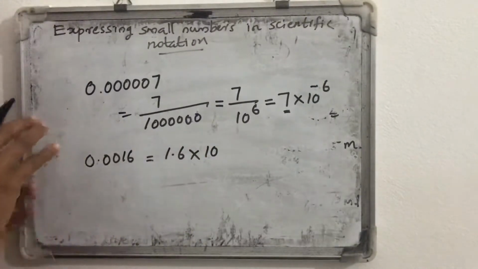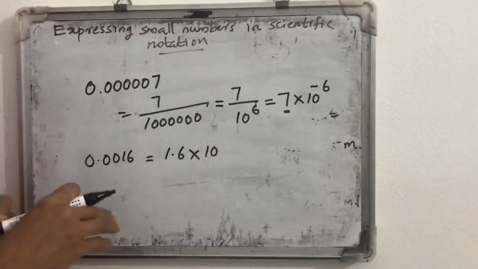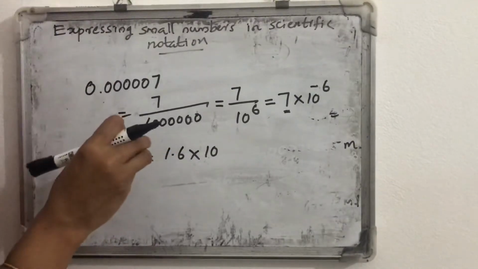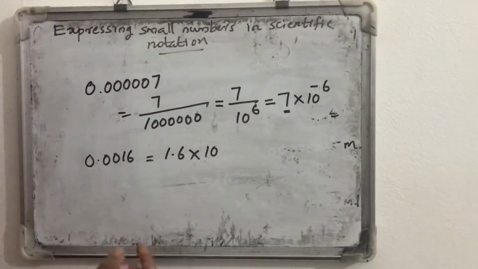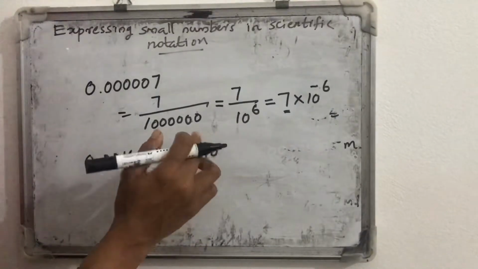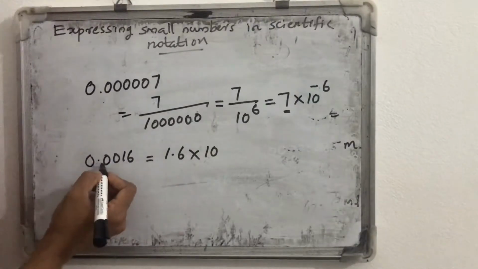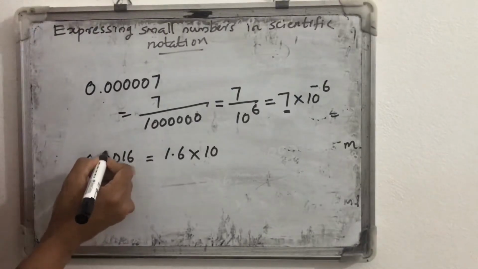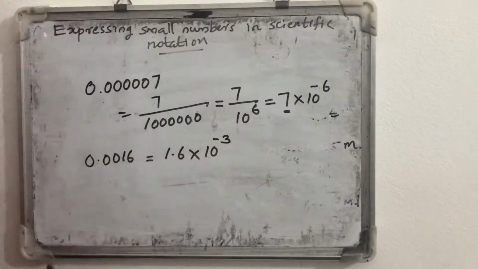If we are changing a very small number into scientific notation, the power will be negative. And if we convert a very large number into scientific notation, then the power should be positive. So here it is a very small number, 0.0016. Then put the decimal point here. How many places do we move? 3 places. So it will be 10 raised to minus 3. 1.6 into 10 raised to minus 3.